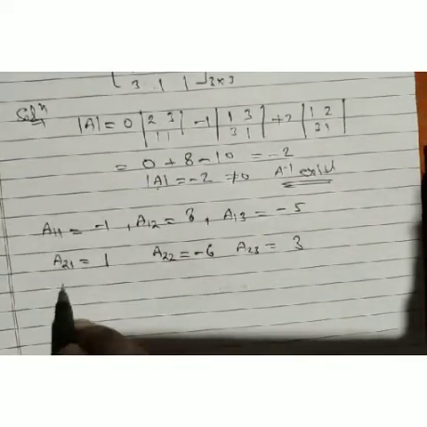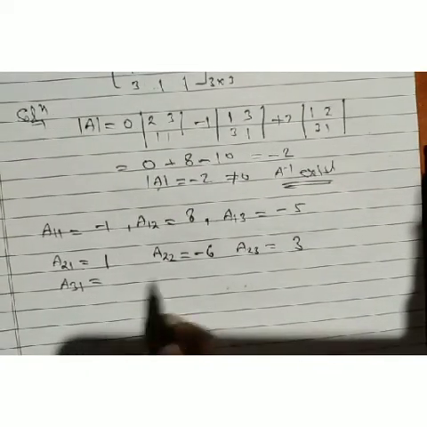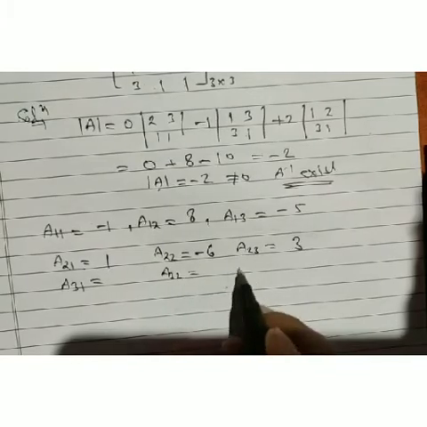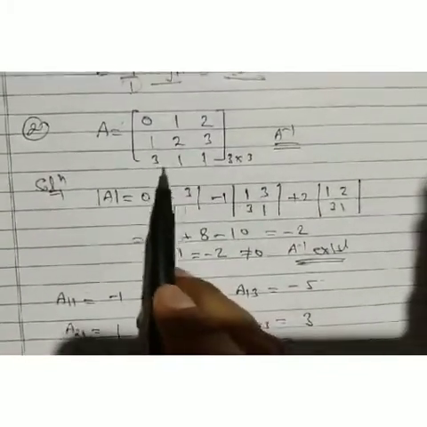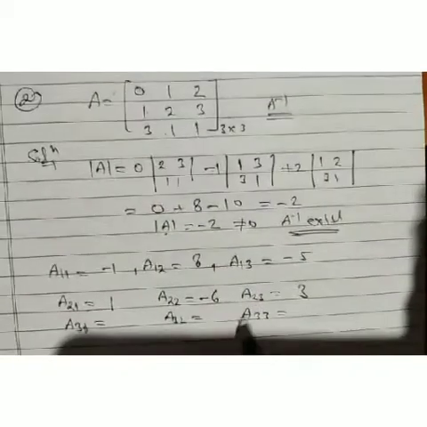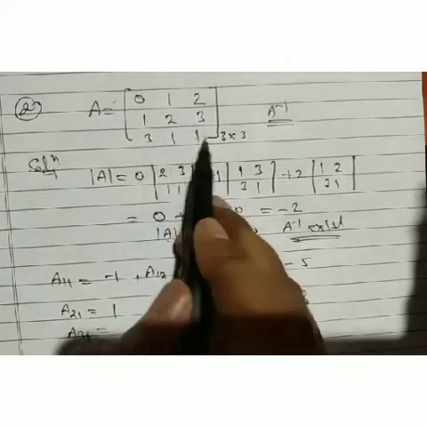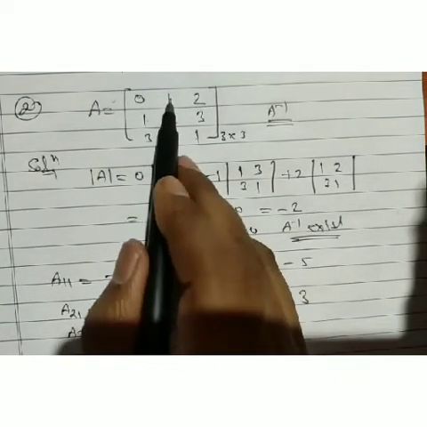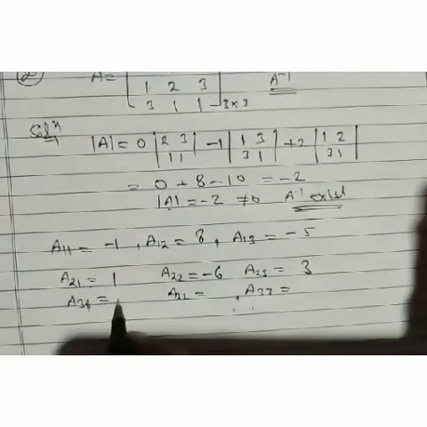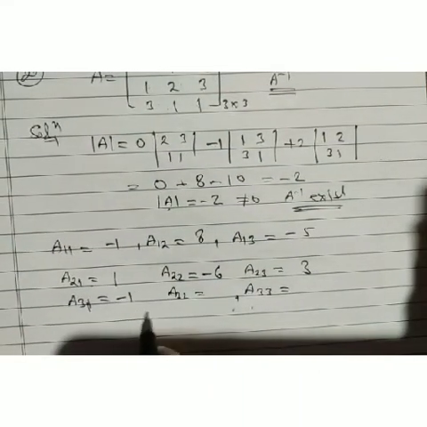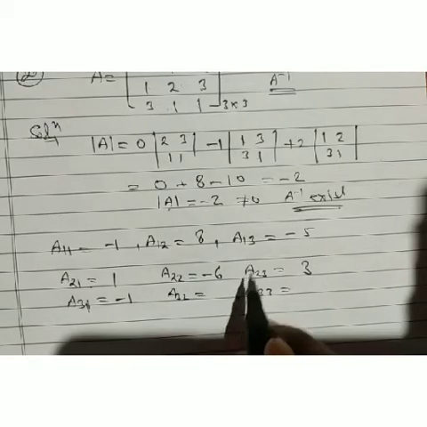Now we have to get A31, A32 and A33. What is A31? We have plus, minus, plus there. Now we have to change sign here only. A31 is what? Deleting this row and column, this 3 and minus 2 to 4. 3 minus 4, we have minus 1. We have minus 1 here.